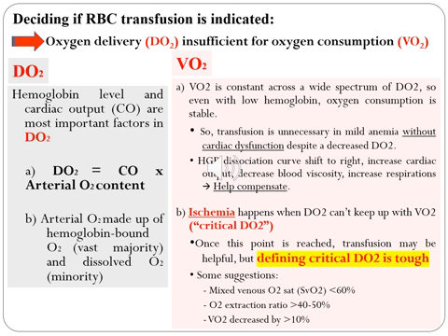The RBC transfusion is only indicated when oxygen delivery is insufficient for oxygen consumption. This is called the critical oxygen delivery, or critical DO2. However, defining DO2, VO2, and the critical DO2 is pretty tough.